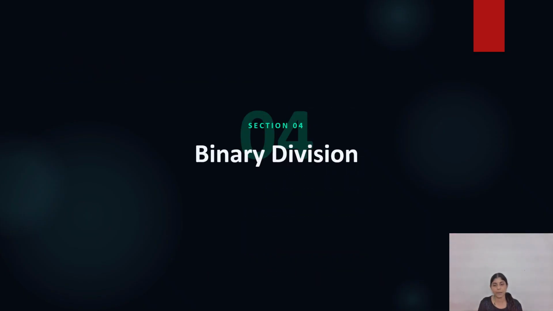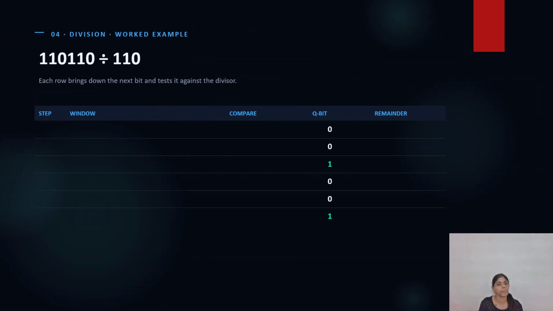The last section is binary division, right? In binary division, you have to work out three things. You have to compare, you have to subtract, you have to bring down, but one bit at a time. We will see how that is happening. So what is the division example I have given? 1, 1, 0, 1, 1, 1, 0 divided by 1, 1, 0. So this is the divisor as well as the dividend, right? You have to use a divisor and a dividend, so you will get the quotient as well as the remainder.